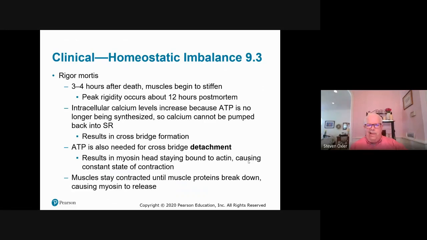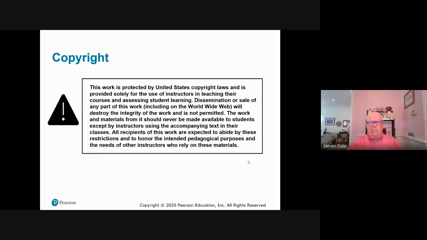What happens is that intracellular calcium levels increase because ATP is no longer being synthesized. So the calcium can no longer be pumped back. And this results in cross bridge formation. Muscles will stay contracted until muscle proteins break down. This is how a pathologist can tell how long you have been dead within 12 hours of your death. Rigor mortis. Ooh, we're done.